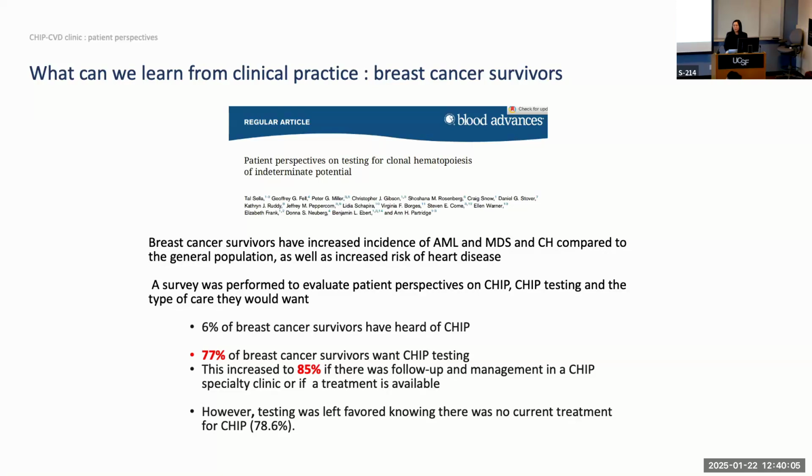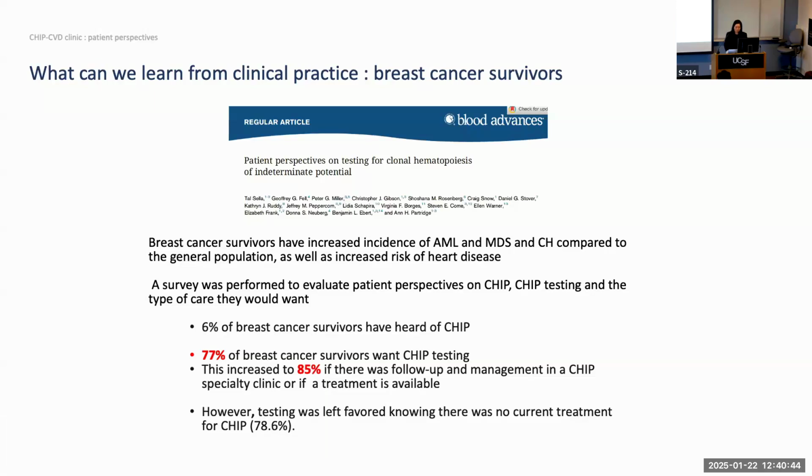So this is a really great population to study what the patient understanding of CHIP is, what their appetite is for CHIP testing and also therapeutics for CHIP, knowing that they have an increased risk for cardiovascular disease as well. This survey was done out of Dana-Farber, and they looked at the survivor population for breast cancer survivors. And this is what we expected from that group. Only 6% of these women had ever heard of CHIP. So they had no idea that there was such a phenomenon, that they had an increased risk of developing CH mutations, and that they were more at risk for developing heart disease, potentially due to actual CHIP mutations.